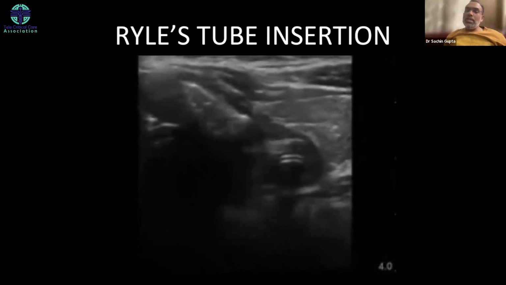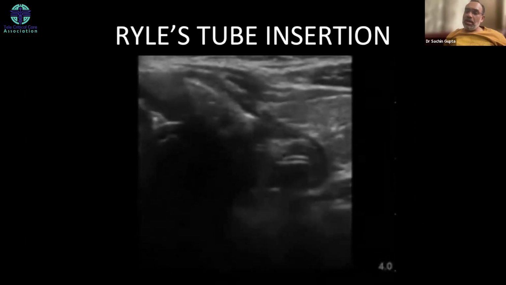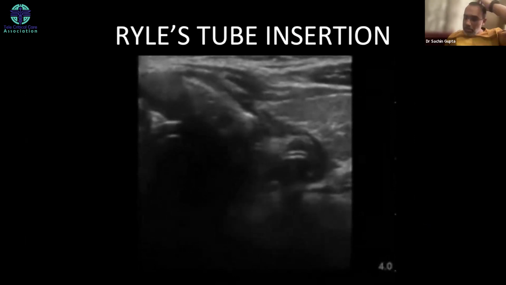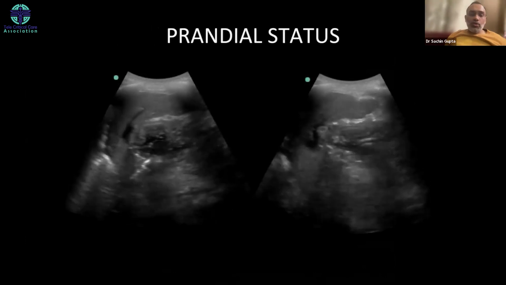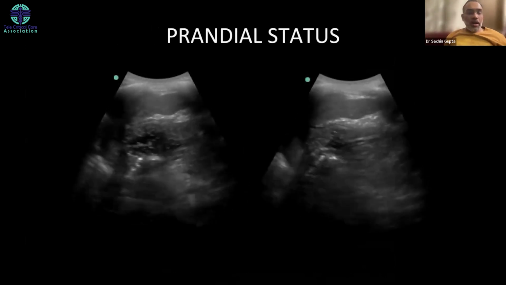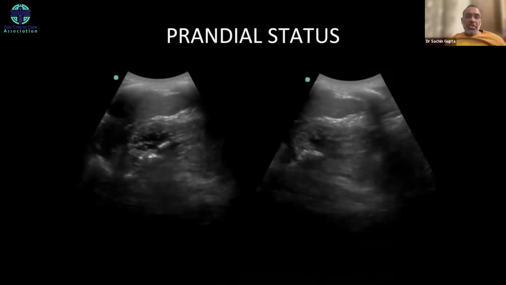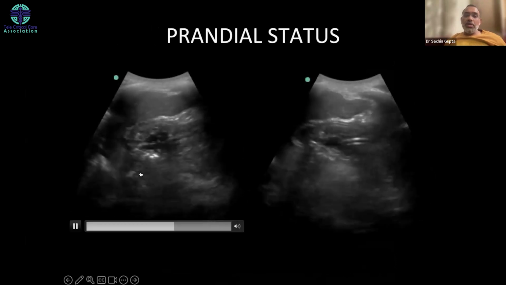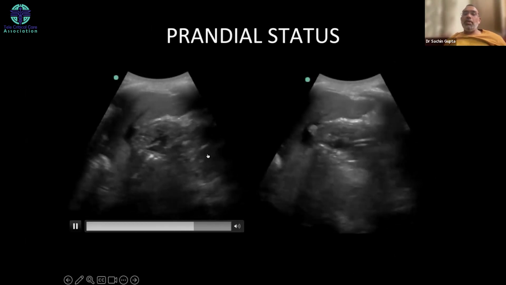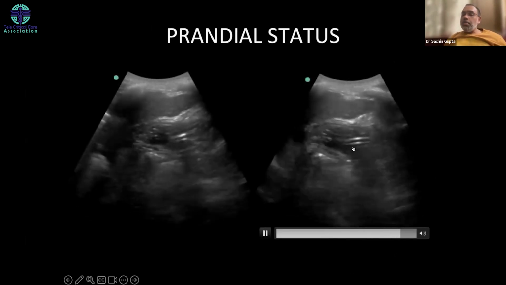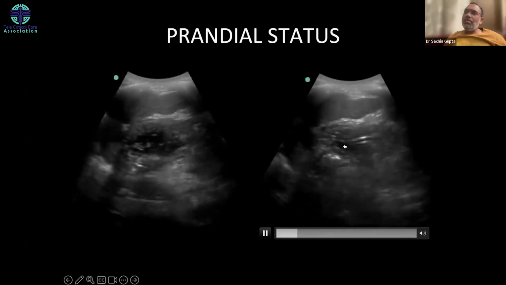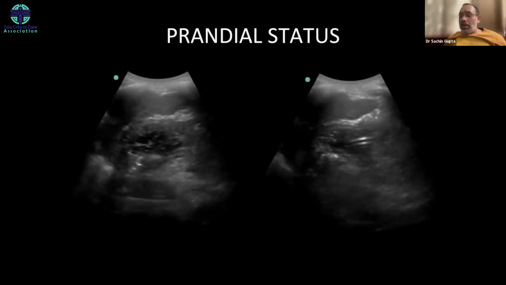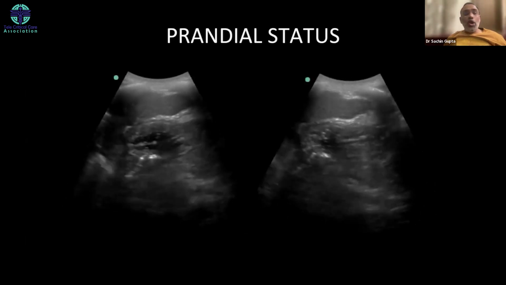You can easily visualize by keeping the probe on the esophagus that once the Ryle's tube is inserted, you can appreciate here what is happening. And the prandial status, so this was for one of our patients who had an upper GI bleed. If you can appreciate, in the first video, we were aspirating through the Ryle's tube, and we can see the aspiration movements. And once the entire aspirate was done, we can see the Ryle's tube in the stomach itself. So you can easily confirm this in areas like ICUs where you see a lot of GI bleeds.